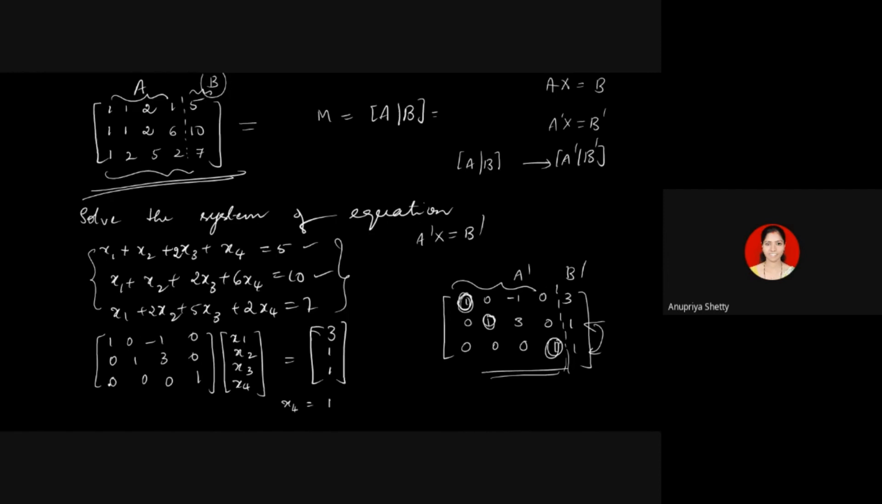Your last equation is just x4 equal to 1, right? 0 into x1 plus 0 into x2 plus 0 into x3 plus 1 into x4, that gives you x4 equal to 1. The second equation would be 0 into x1 plus 1 into x2, so I get x2 plus 3 into x3 and 0 into x4, equal to 1. And the first equation is x1 minus x3 equal to 3. So we have 2 equations here.